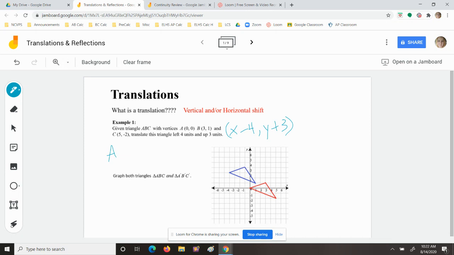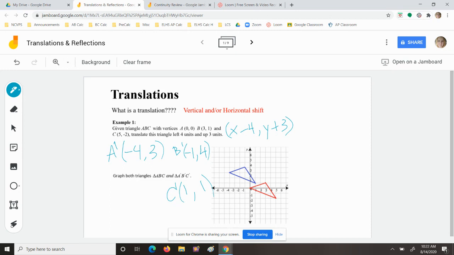Okay, so our new coordinates for A are now going to be 0 minus 4 is -4, 0 plus 3 is 3, so -4, 3. New coordinates for B, 3 minus 4 gives us -1, 1 plus 3 gives us 4, so new coordinates for B are -1, 4. And C started at 5, -2. New coordinates are going to be 5 minus 4 is 1. And -2 plus 3 is 1, so C is now going to be at 1, 1.